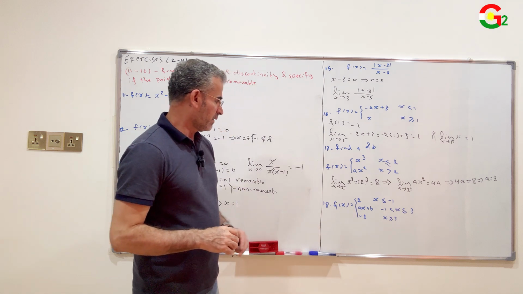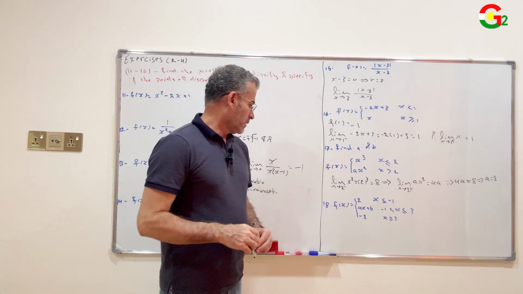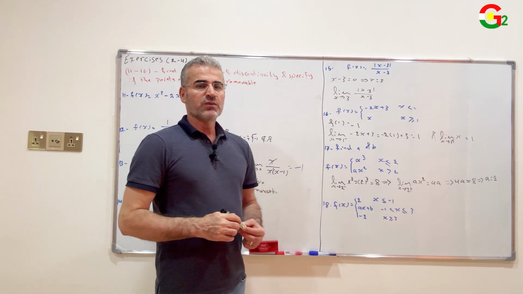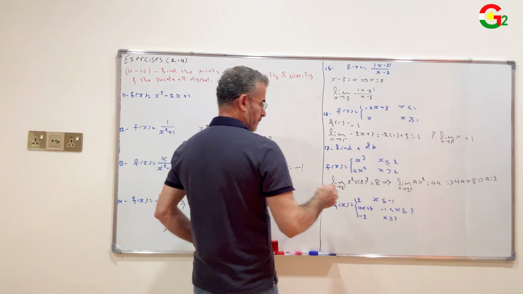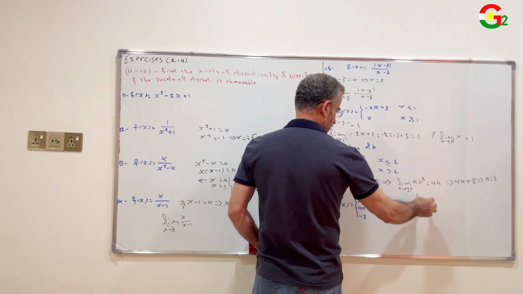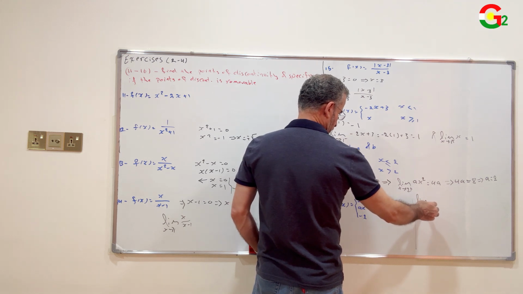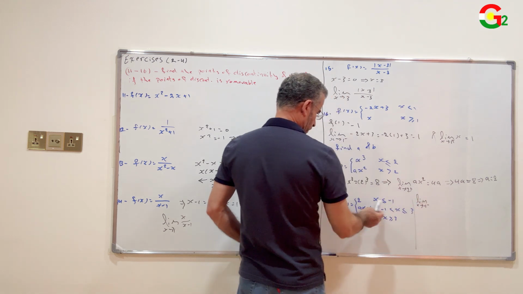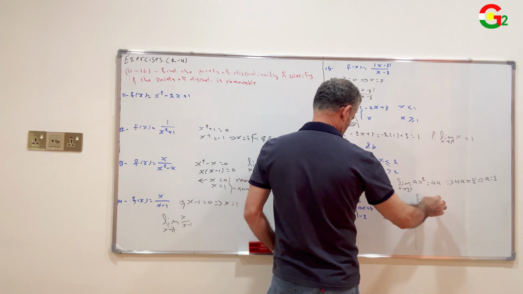Number 18, find the values of a and b such that this function has no point of discontinuity. Find the limit when x approaches negative 1 from left. From left, it is 2.